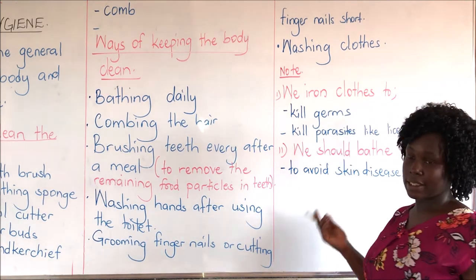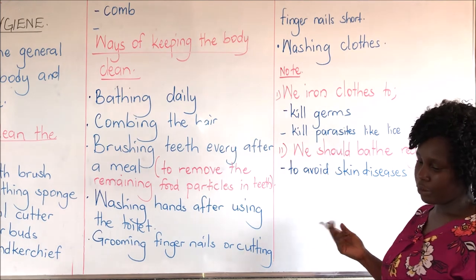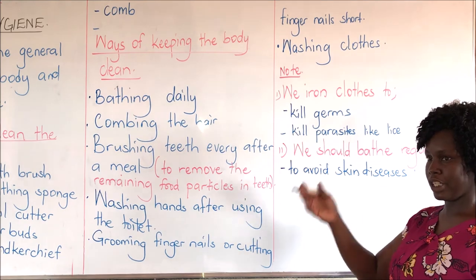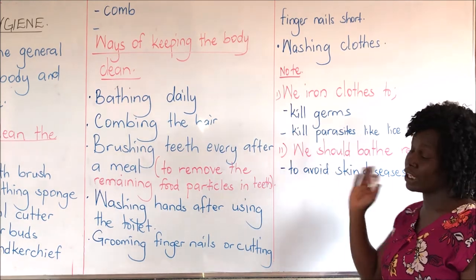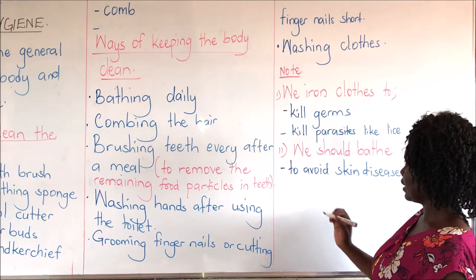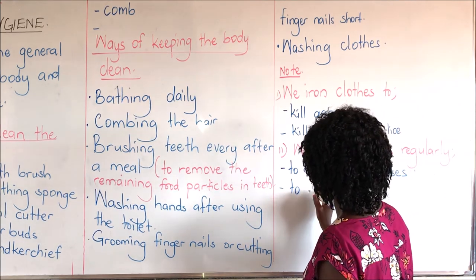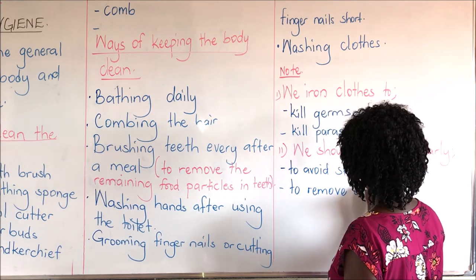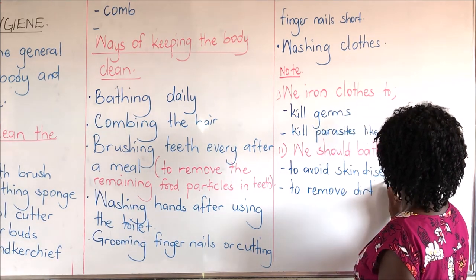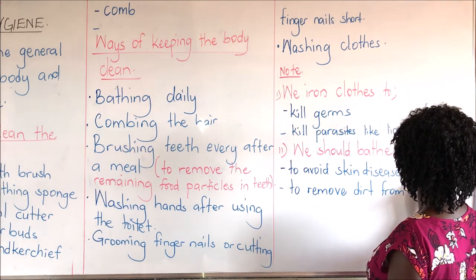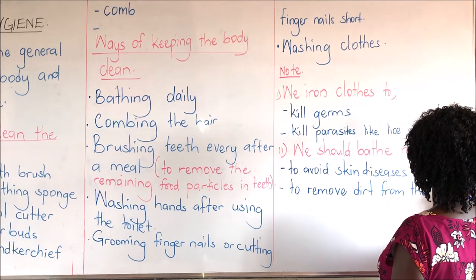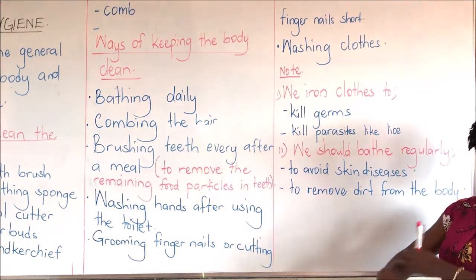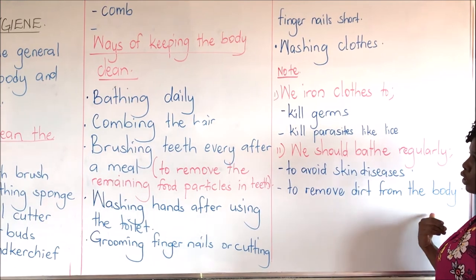You have seen people having a skin disease known as ringworms. Ringworms come as a result of failing to bathe after some time. Then if you're good at sharing clothes, still you will get the disease. Two, you're trying to remove the dirt from the body. Throughout a whole day, you're having sweat, you're having dust, so you remove the dirt from your body.